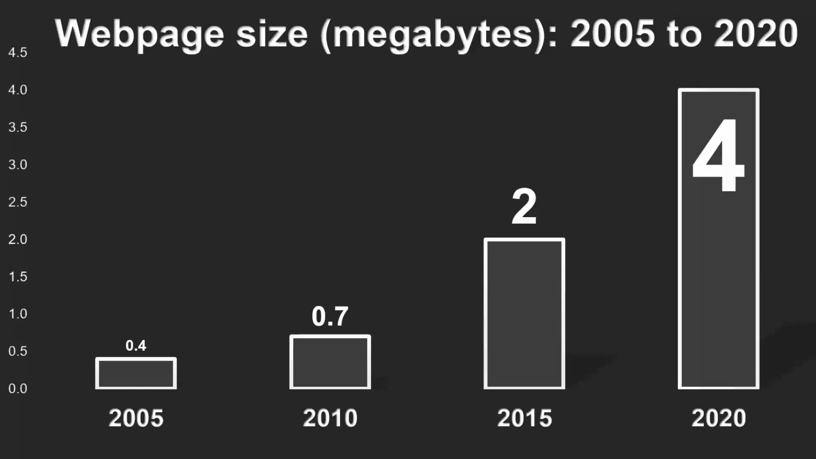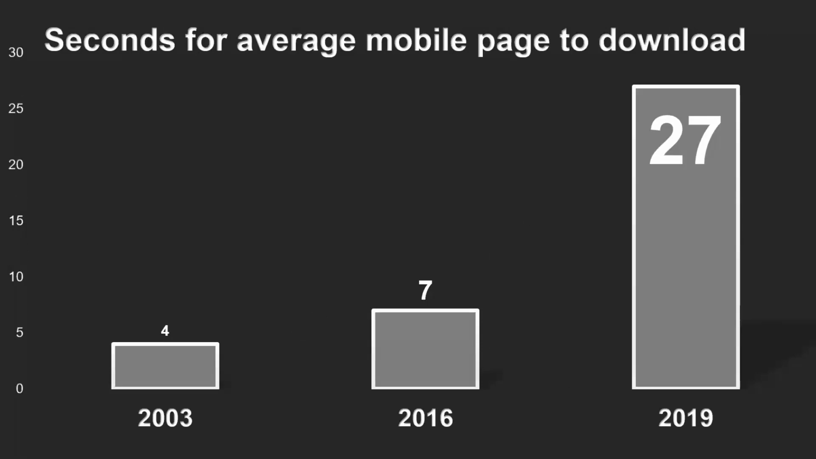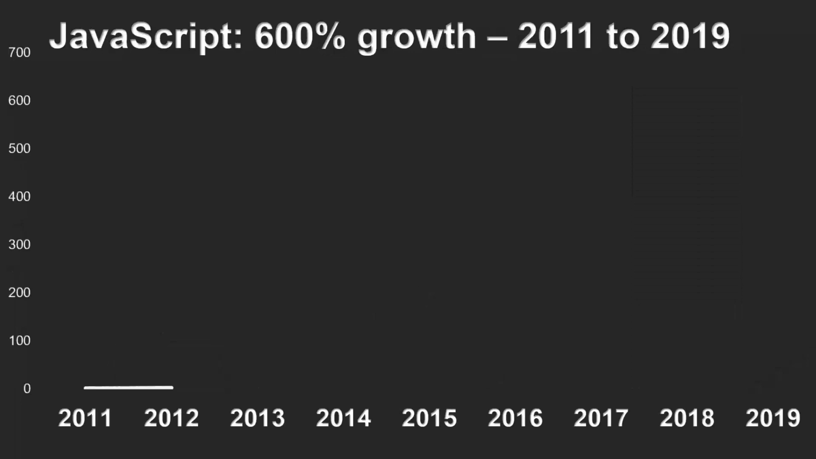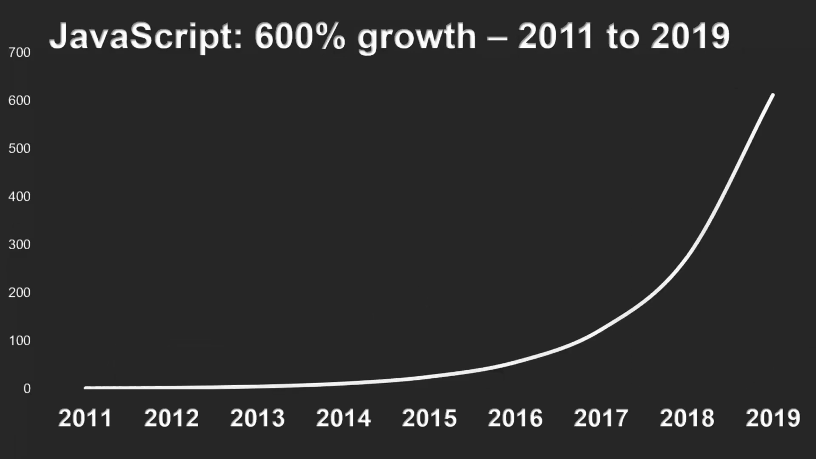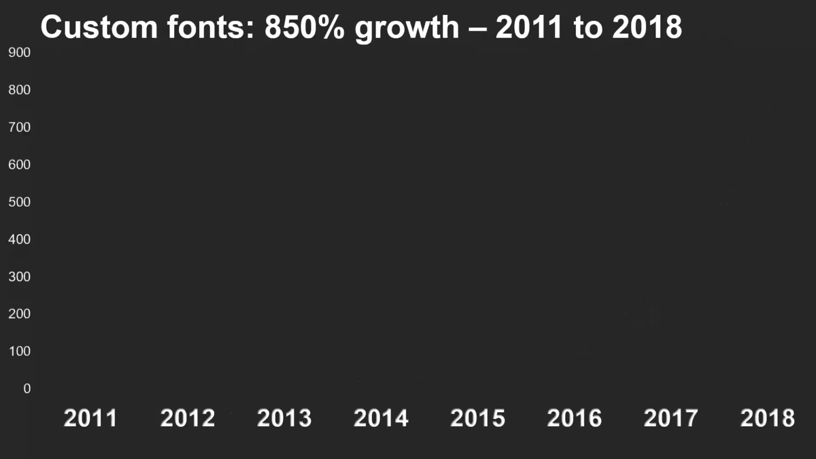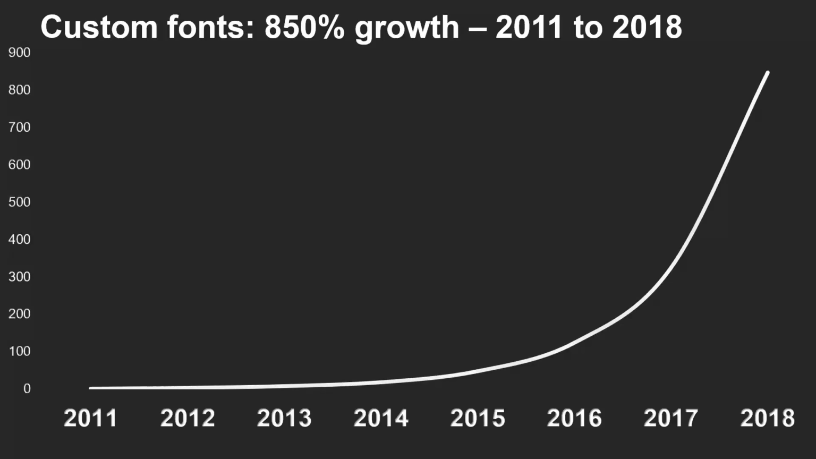Web page size, look at it, up to 4 megabytes. That COP26 website, 9 megabytes just for that page. We don't need this. Growth is wholly unnecessary. It's through poor design, lazy design in the process. Seconds to download mobile pages for average people, going up to 27 seconds. JavaScript exploding, 600% growth. A great many pages don't even need JavaScript. Custom fonts, a lot of the time you can't even see the difference between standard fonts and custom fonts. 850% growth in the process.